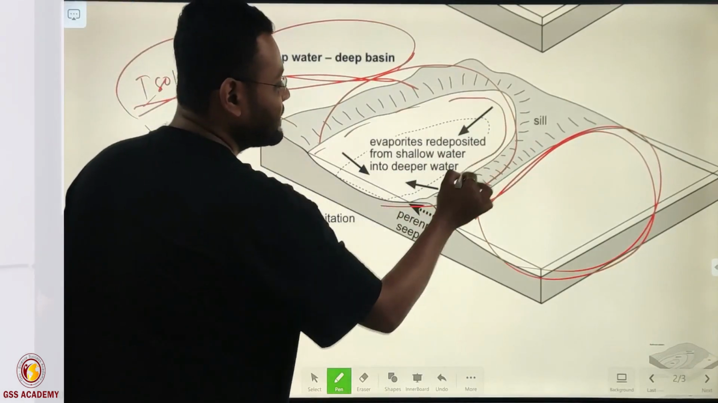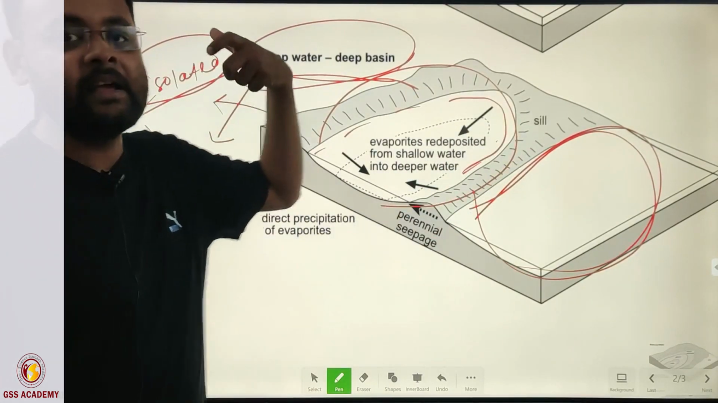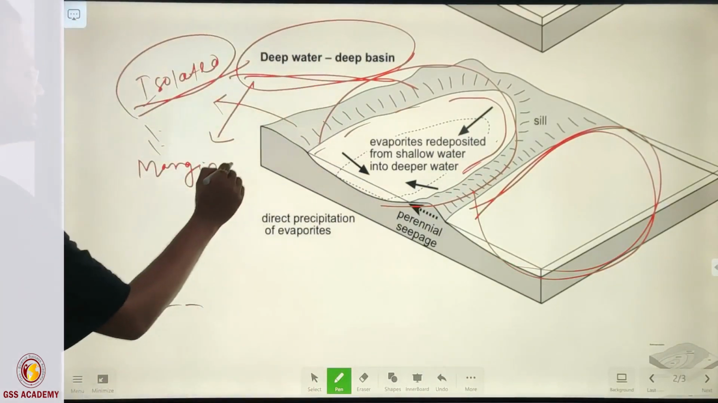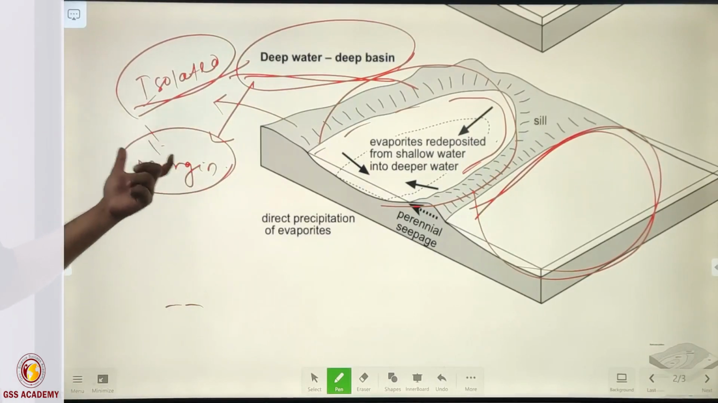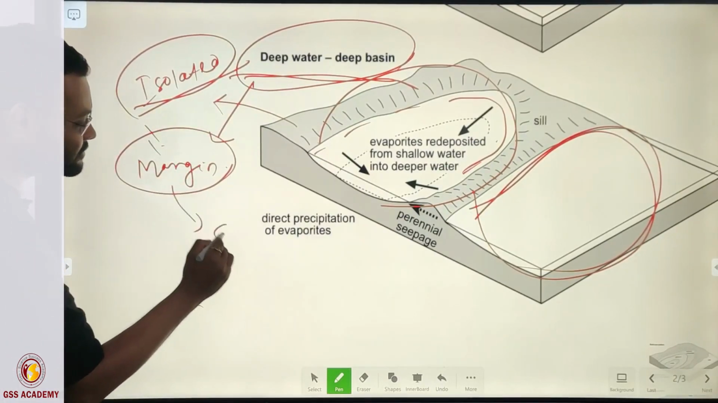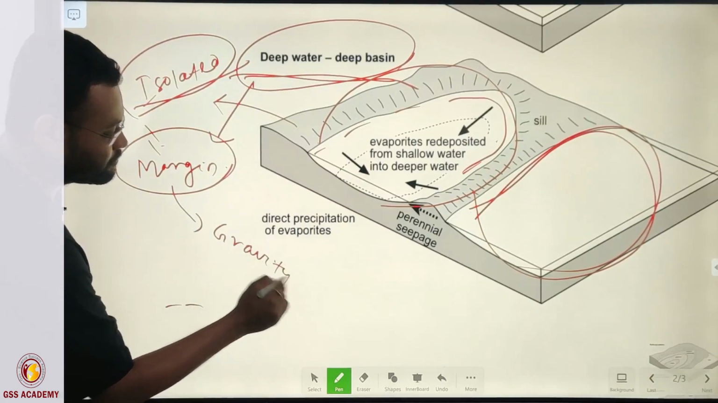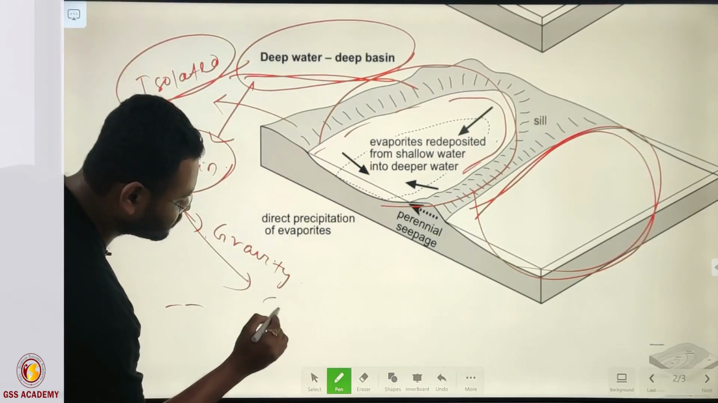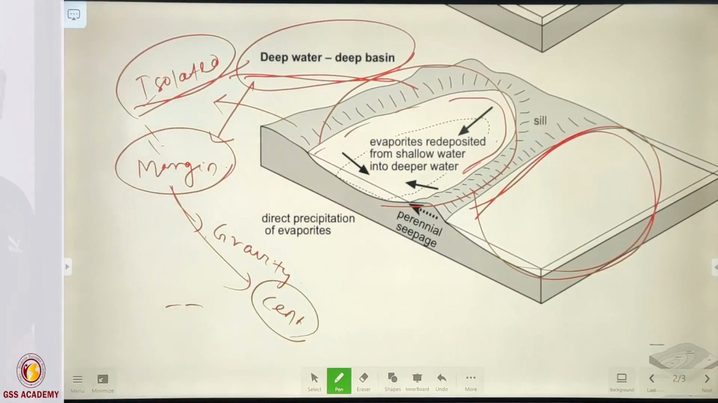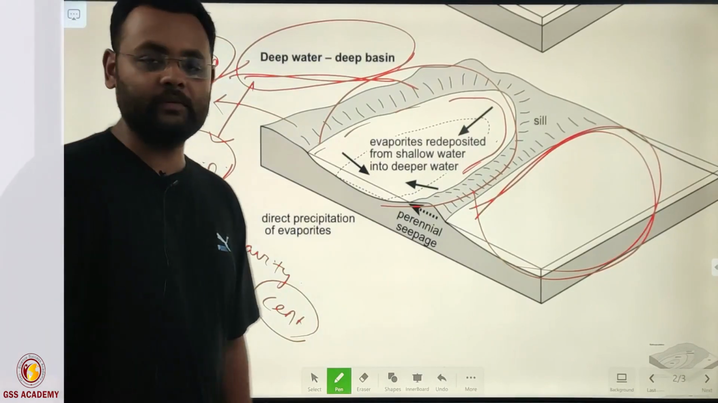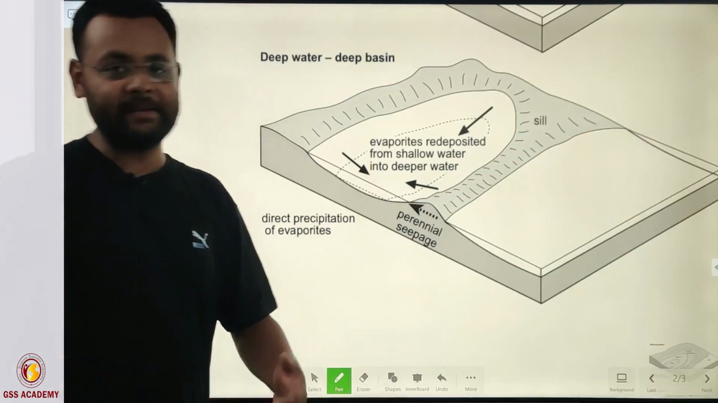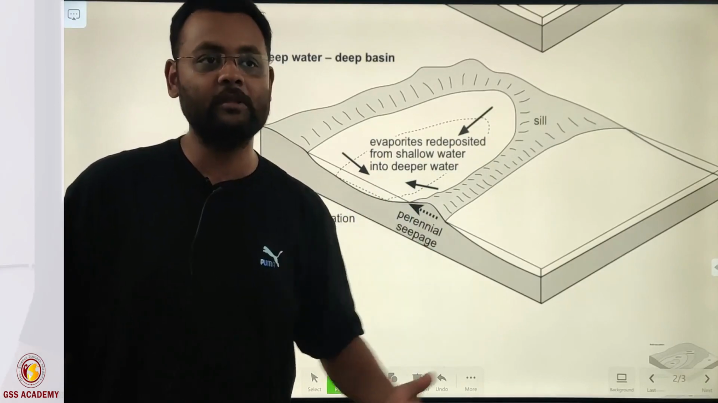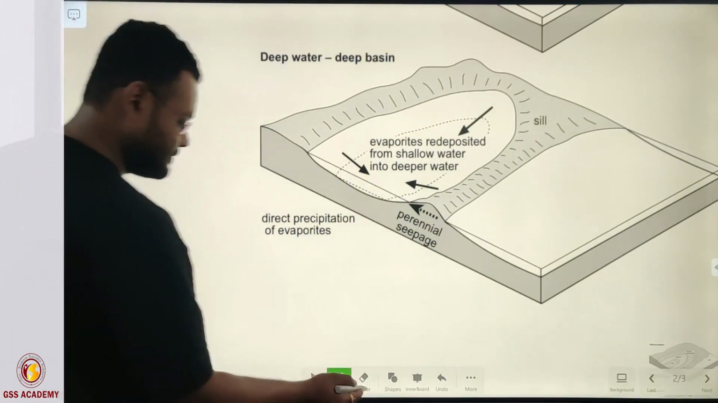And another very important thing is that in this particular setting only, the evaporites normally deposit at the margin of the basin, but in the previous two basins, the evaporites deposit at the center of the basin. Now when the evaporites deposit at the margin of the basin, later on by means of gravity flow, all these evaporites will transfer into the center of the basin. So these are the three different types of basins where we can expect the formation, deposition or precipitation of the evaporites.